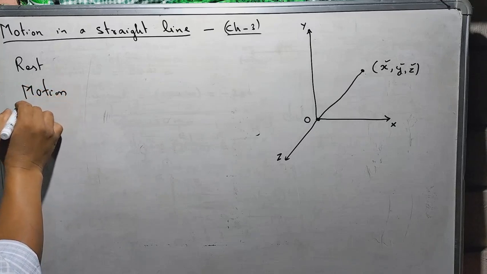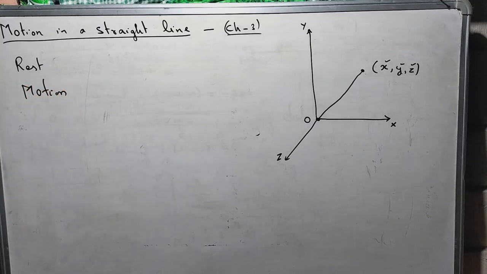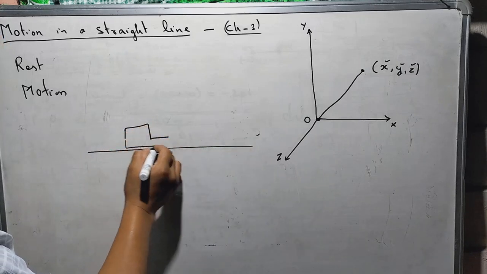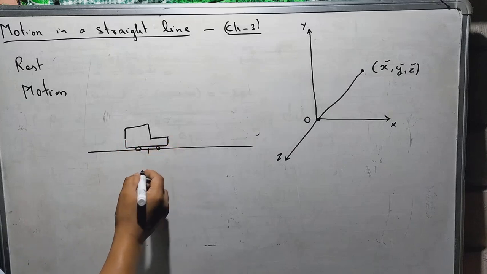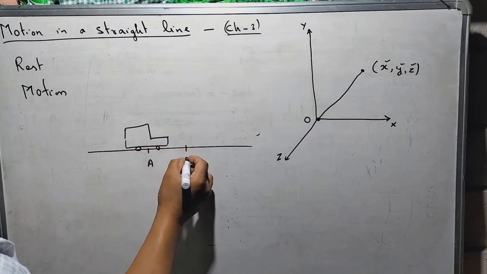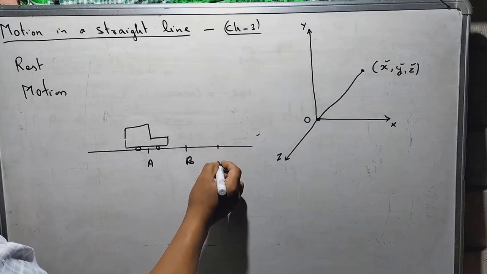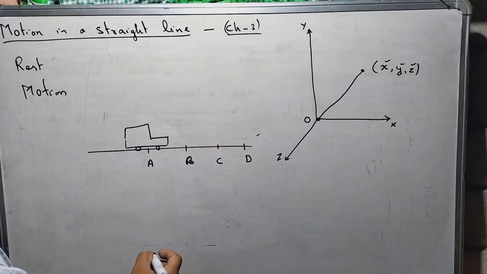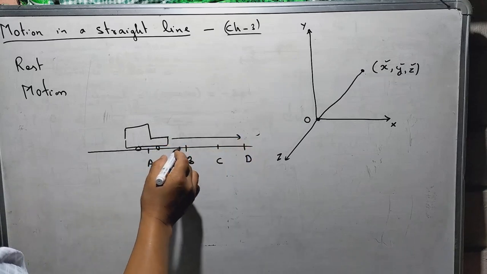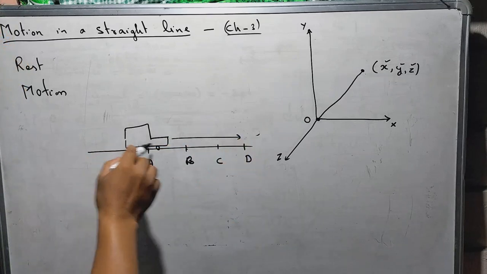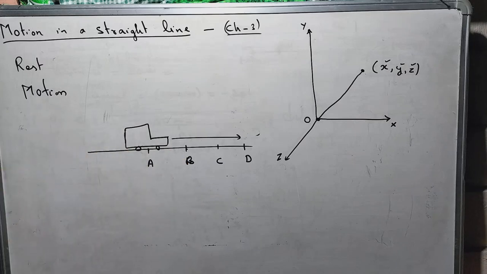Motion. A body is said to be in motion if it changes its position with time. For example, a car moving on a straight road. At 1 second, the car is at A. At 2 seconds, the car is at B. At 3 seconds, it is at C. At 4 seconds, it is at D. So it means the car is changing its position with time. So this type of situation is said to be in motion. So a car is in motion because it's changing its positions with time.